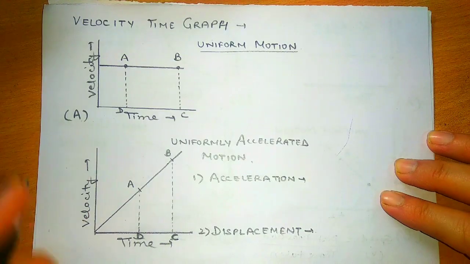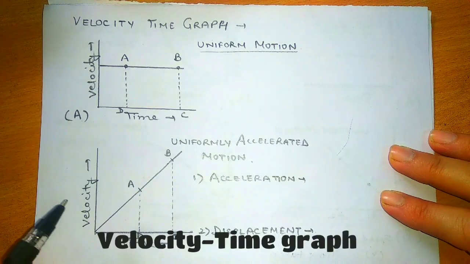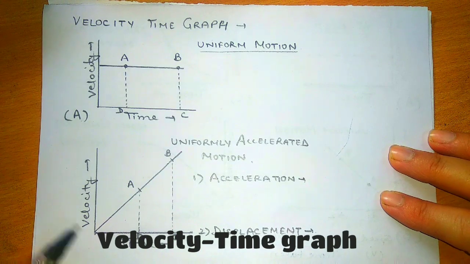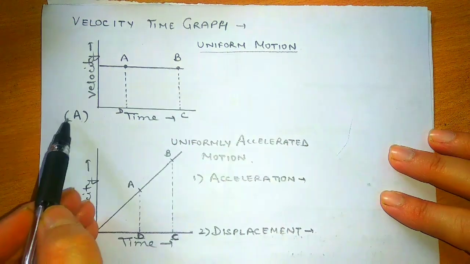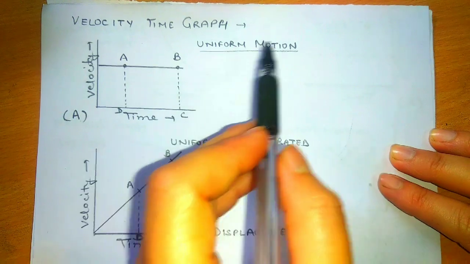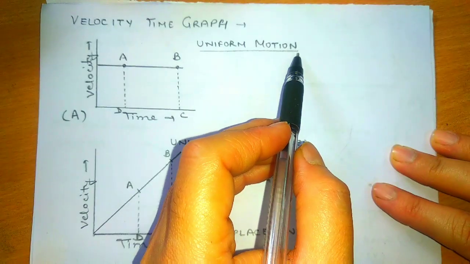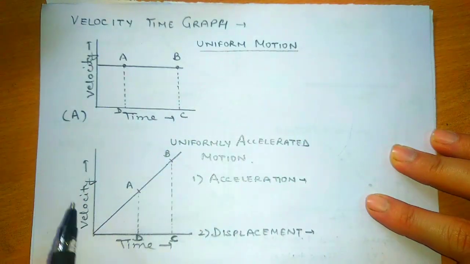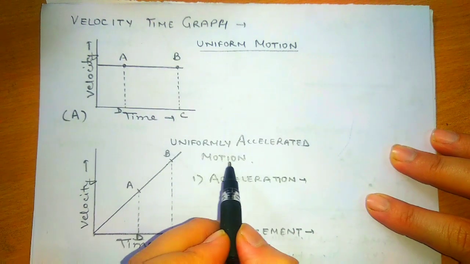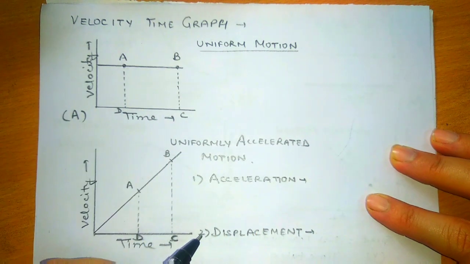Now we'll discuss the velocity time graph. So we have two velocity time graphs. One is for a uniform motion. This graph A is when the object is showing uniform motion, and another is the velocity time graph for uniformly accelerated motion. So we'll discuss these two.